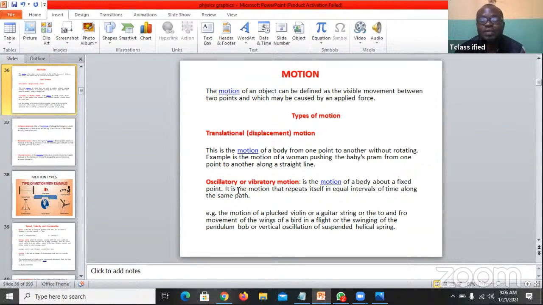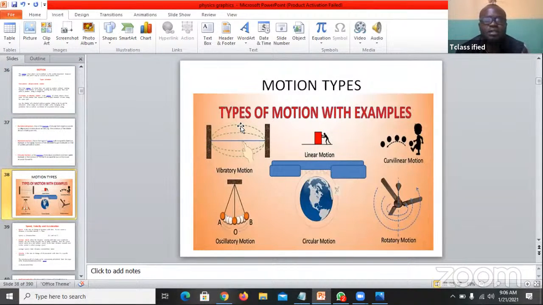So number 2 is what we call oscillatory, which I told you is very similar to vibrational or vibratory motion, which is the motion of a body about a fixed point. So you can see this is motion of this body about this fixed point. You can see it's moving from A to B, B to A, about this point.